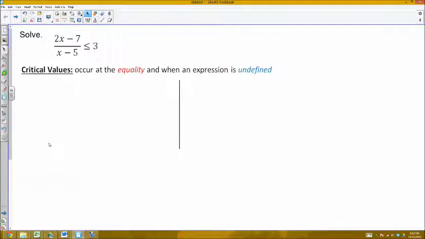And the other one is when any of the expressions are undefined. So rational inequalities is actually going to, because it's a fraction, exhibit both of these properties. I'm going to have to look at the equality and when this expression, this fraction, is undefined. So first I'm going to deal with the equality one. So rather than looking at this less than or equal to, I'm just going to look at the equals part and find the critical number at the equality.